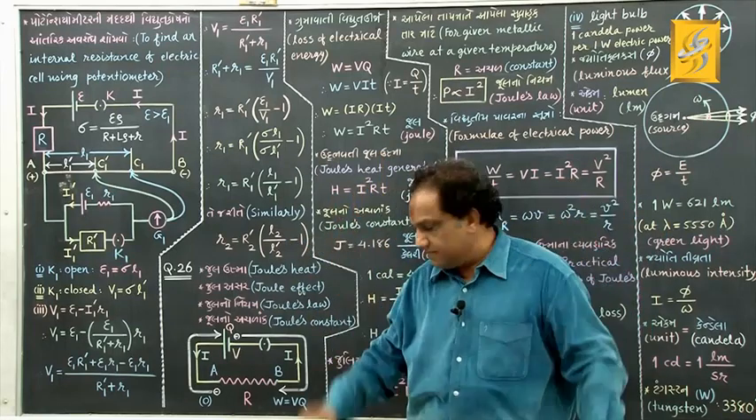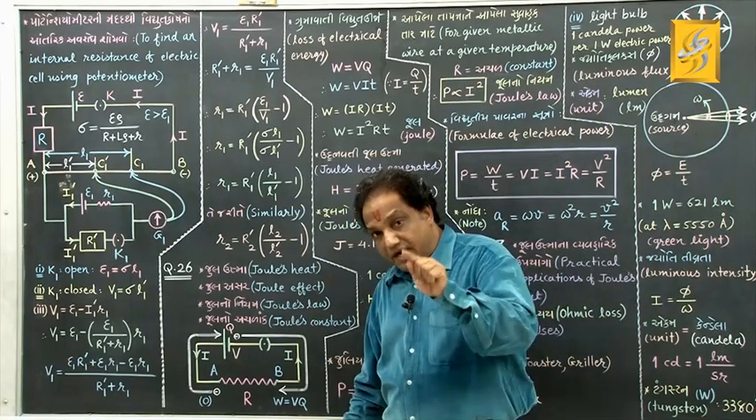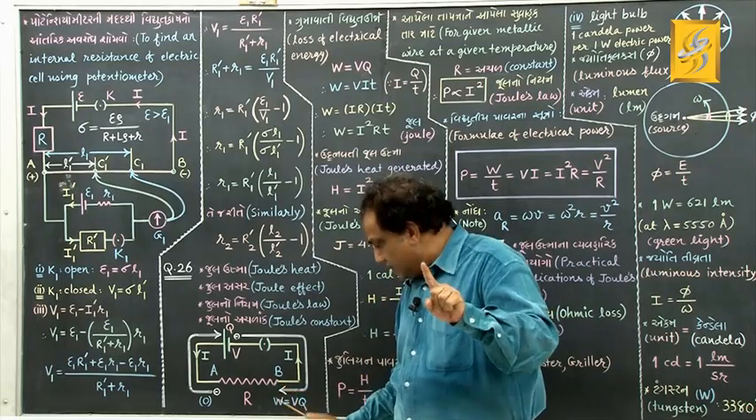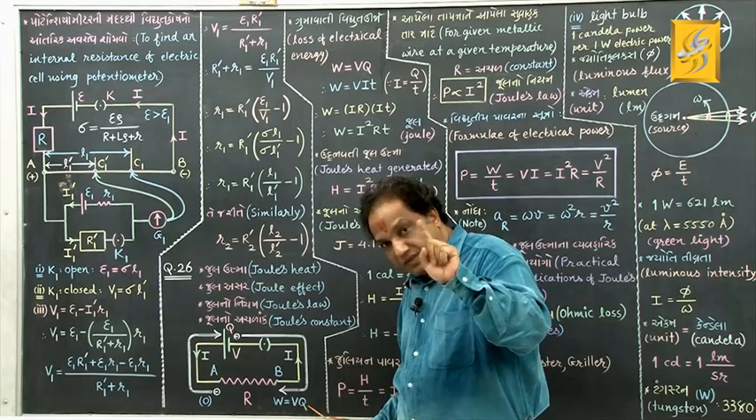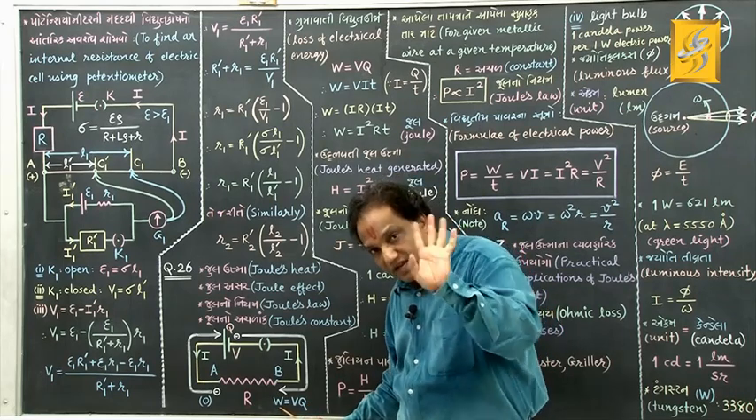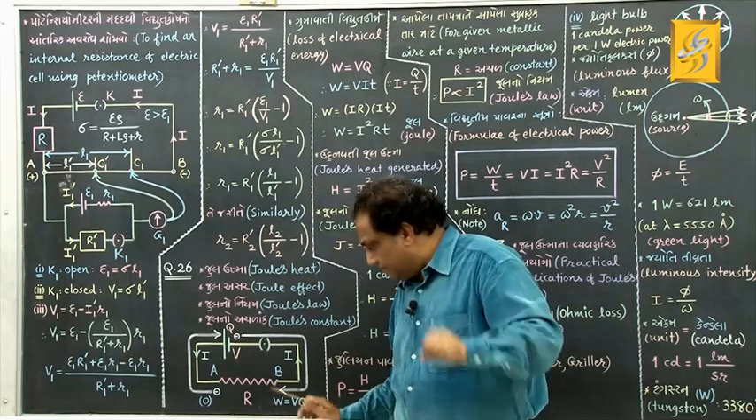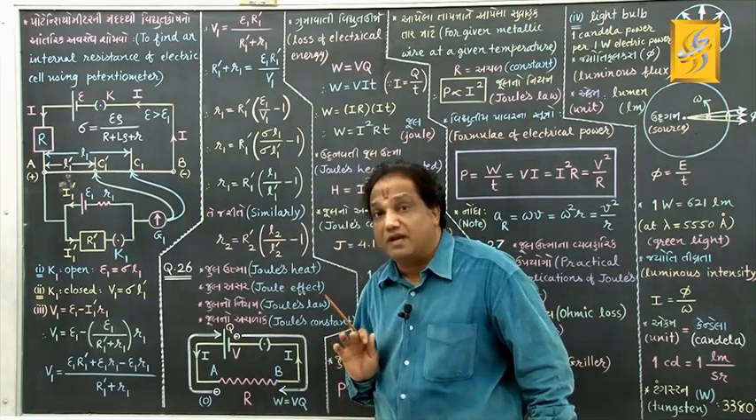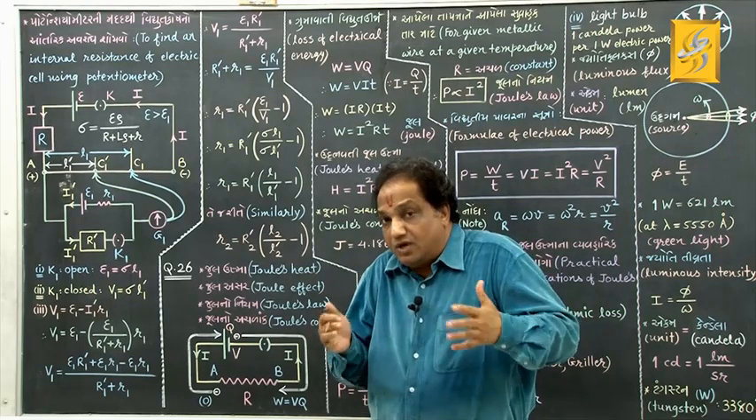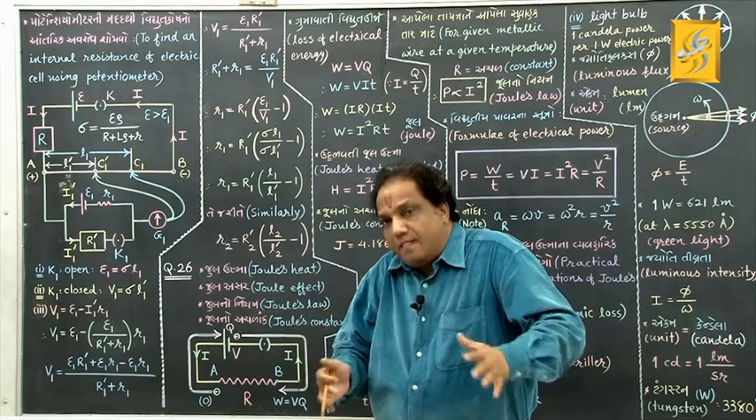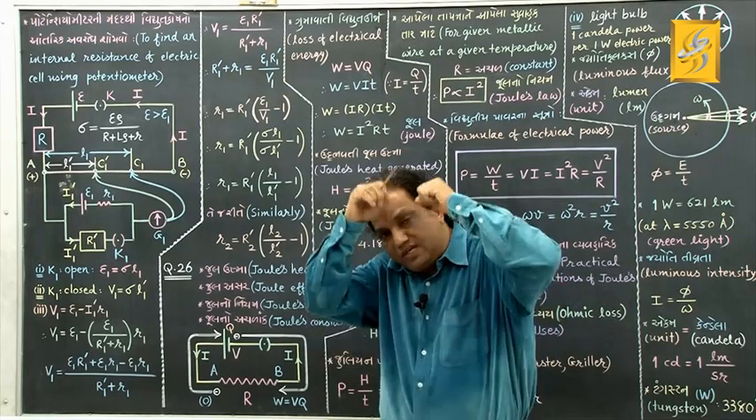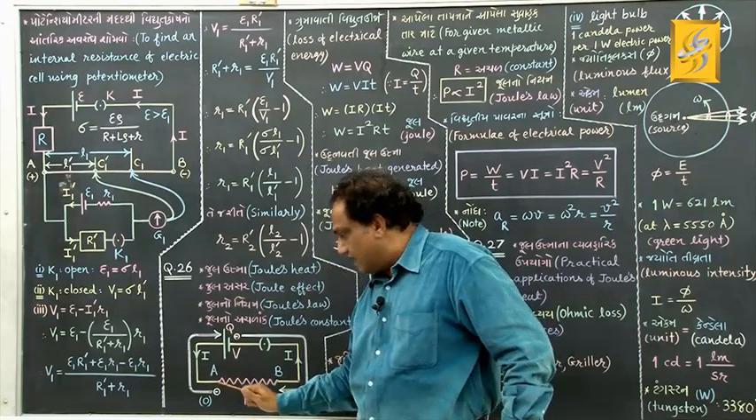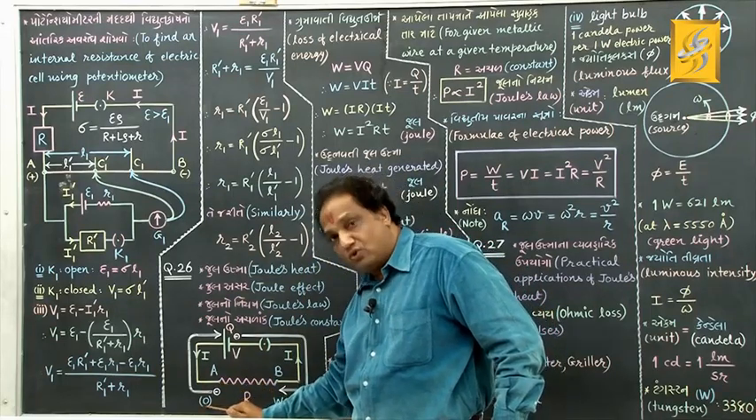Got it? Fine. Tell me, what was the net amount of energy the negative charge had at point B? It was W equals VQ. That energy was in the form of electrical energy, correct? But then that negative charge had passed through the resistance of that metallic wire, and in doing work against that resistance, the negative charge had lost its total energy. That is why the energy of that negative charge when it comes at point A has become 0.